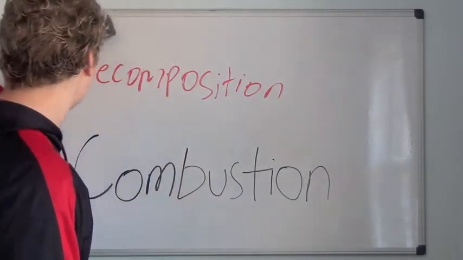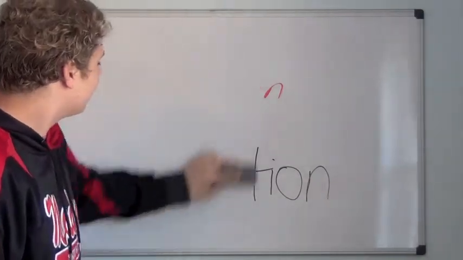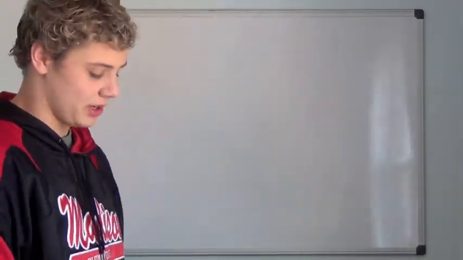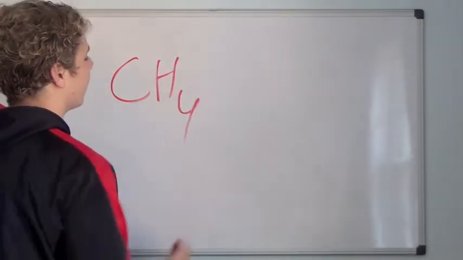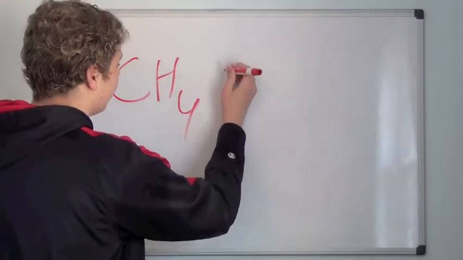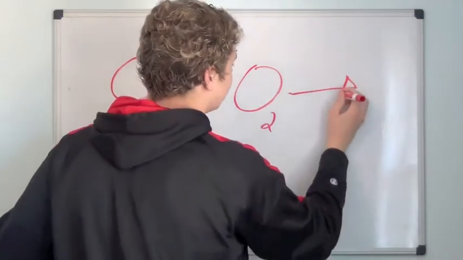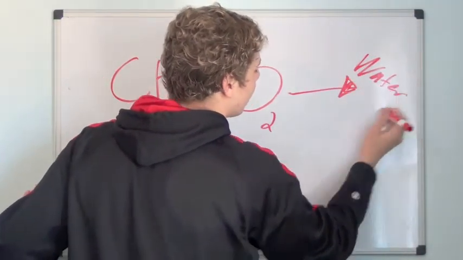So, combustion reactions. What we start with is we take an organic compound, which means a carbon-hydrogen mix, so say methane, CH4. In a combustion reaction, CH4 will combine with something with an oxygen. It always combines with oxygen, and then it always forms water and CO2.